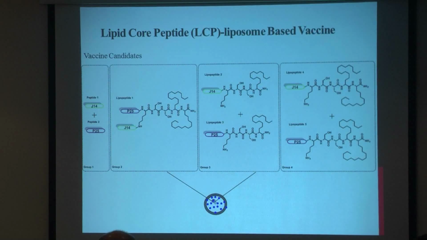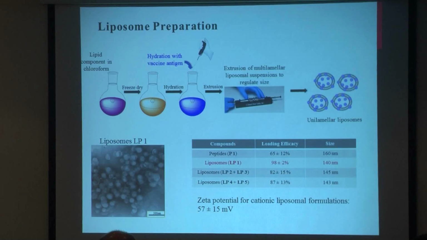So with that, I'll explain my vaccine candidates. I haven't mentioned P25. P25 is a universal T helper epitope. So in my liposomes, I've incorporated J14 and P25 in one of the constructs. The next one is a conjugate compound, which I call lipopeptide 1. It has 2 C16s and conjugated P25 and J14. And then I would like to compare it with the peptides separated with only 1 C16 and a double C16 here. Once I've finished synthesizing the antigens, I've incorporated them into liposomes.